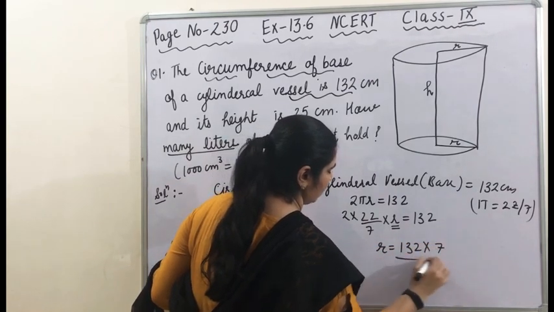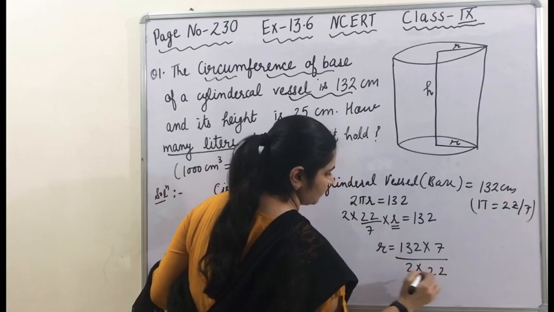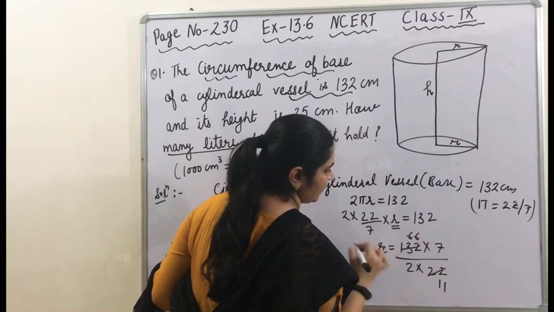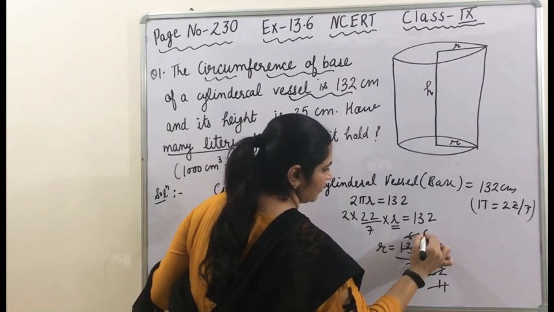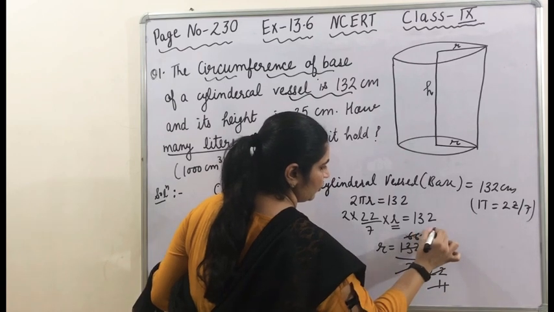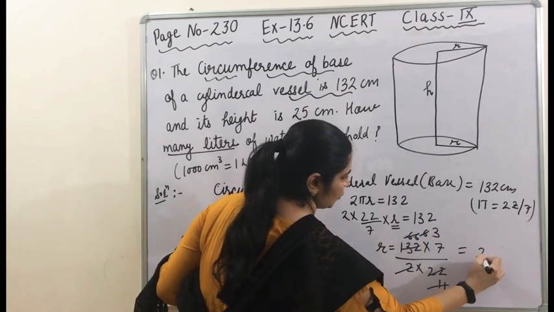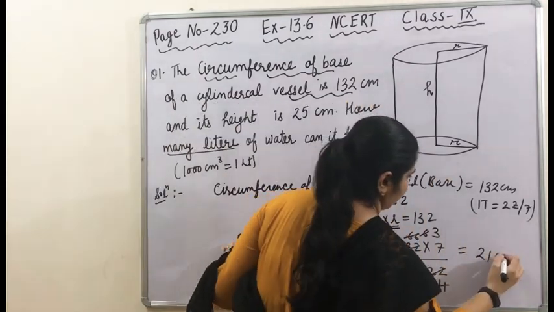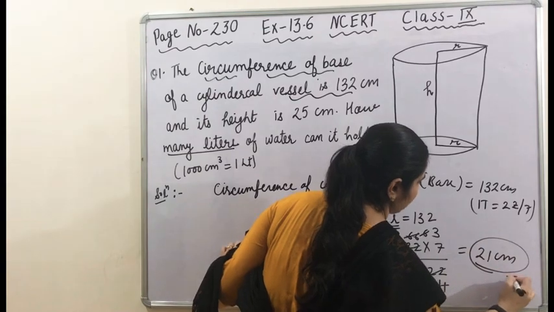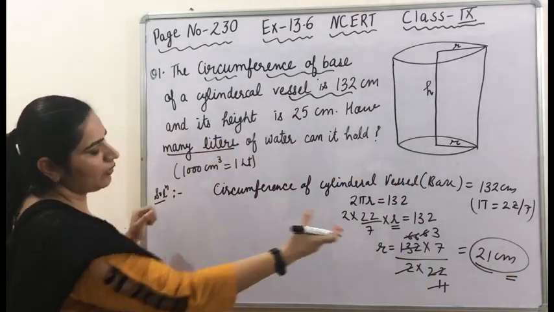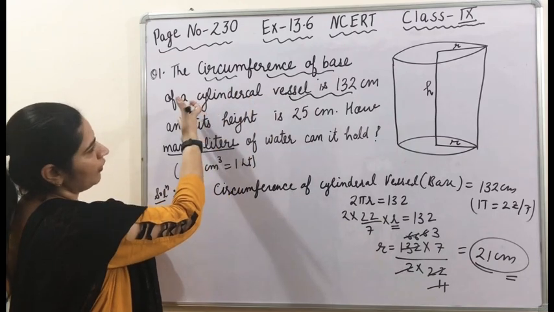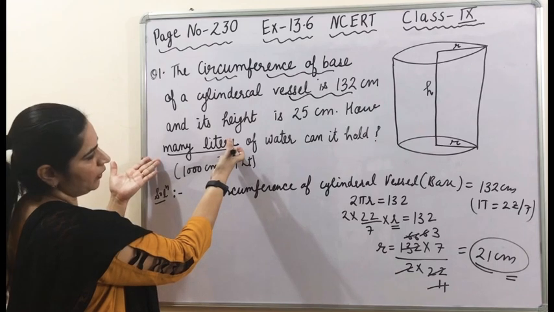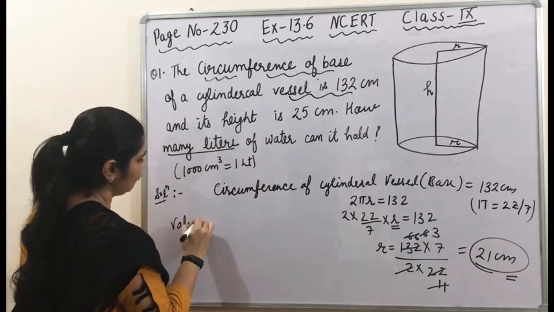132 into 7 over 2 into 22. 2 11s, 2 6s are 12, 11 6s are 66, 2 3s, 3 7s is 21, and unit is here centimeter. So radius is 21 centimeter. Two parts were given here. In the first part we have to find out the radius, and in the second part volume is required. So we are finding here volume.